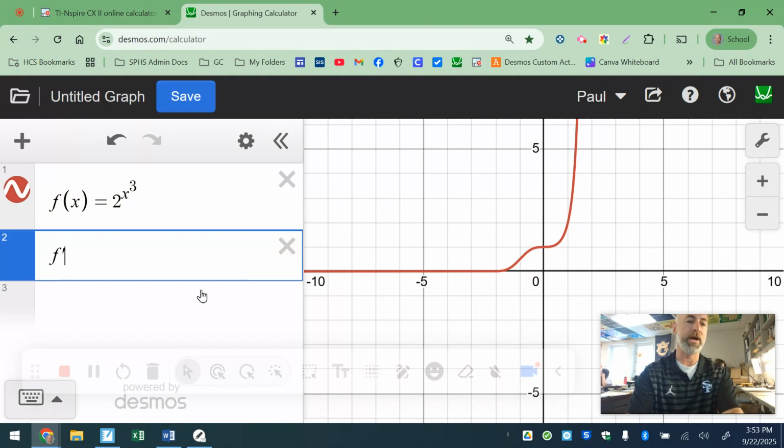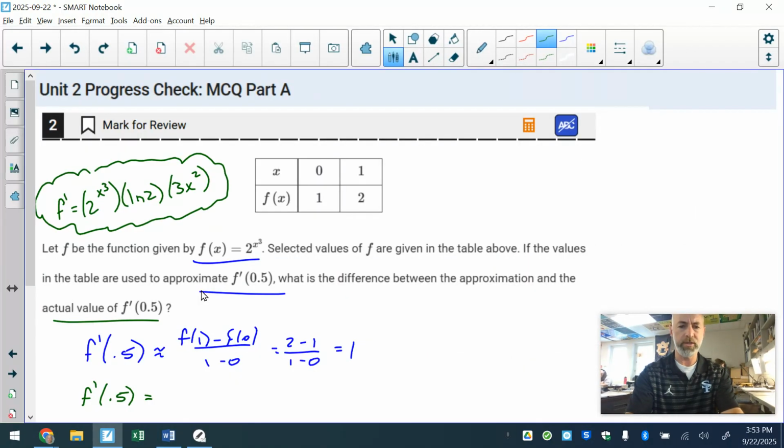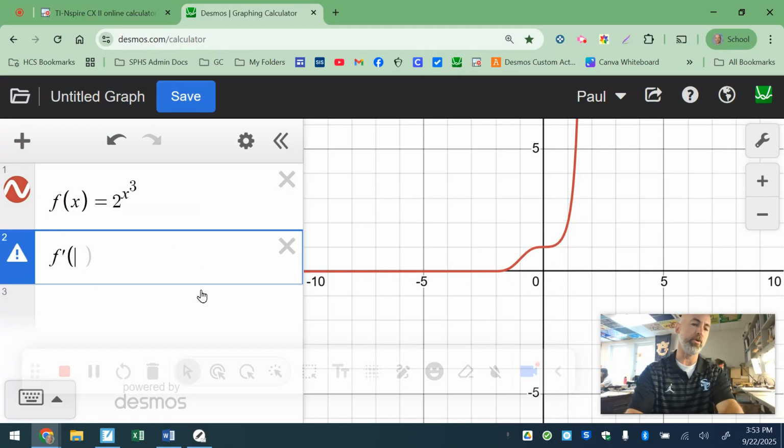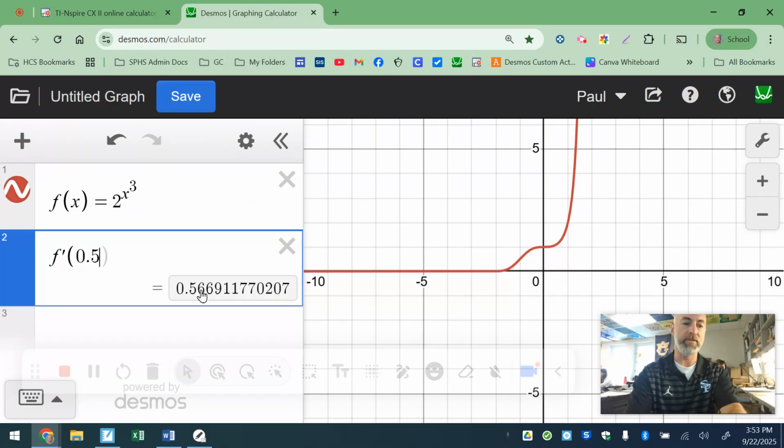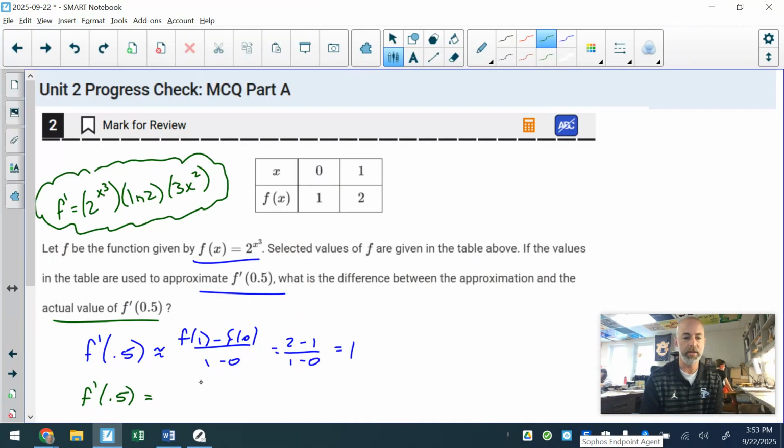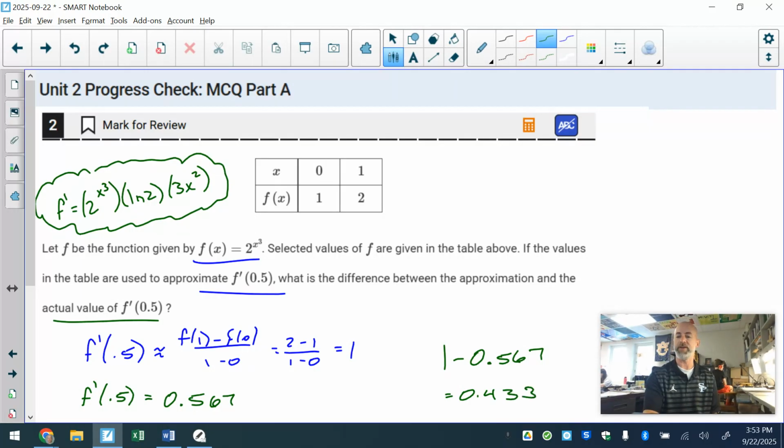And if I want f prime of 0.5, you literally just type in f prime of 0.5, and there is your answer. So the approximation value is 0.5669, which would round to 0.567. And then the difference, you would simply subtract those. So for the answer, you do 1 minus 0.567, which ends up being 0.433 for the final answer.